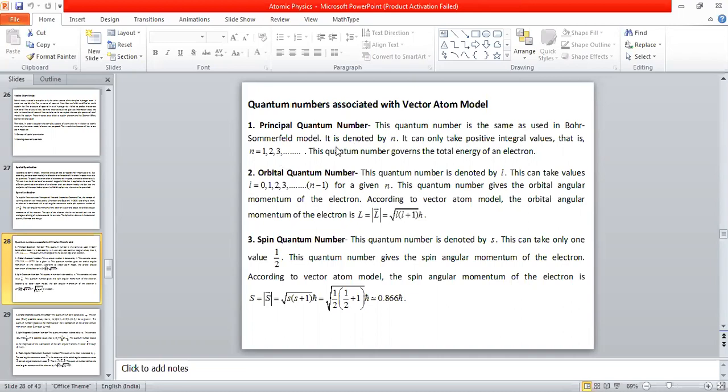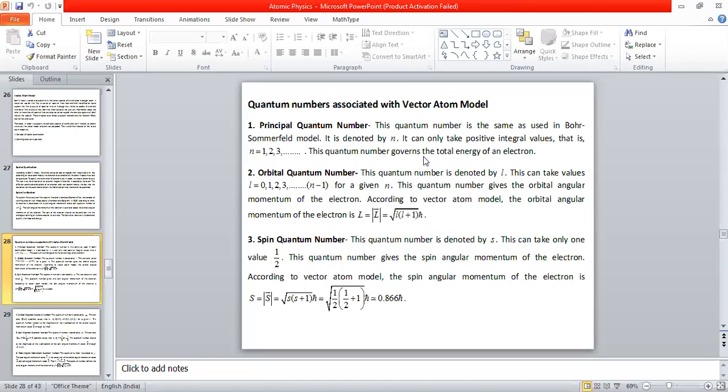So therefore the principal quantum number here in the case of the vector atom model is denoted by small letter n, and we told in the case of Bohr's theory that n can take only an integral set of values 1, 2, 3, etc. n cannot take zero value. Be careful. In exactly the same manner, the principal quantum number here in the case of the vector atom model can take integral values 1, 2, 3, etc. n cannot become zero here also. And what is the significance of the principal quantum number? The significance of the principal quantum number is that it actually gives the total energy of the electron. By knowing the value of the principal quantum number small n, it is possible to know the energy of the electron.